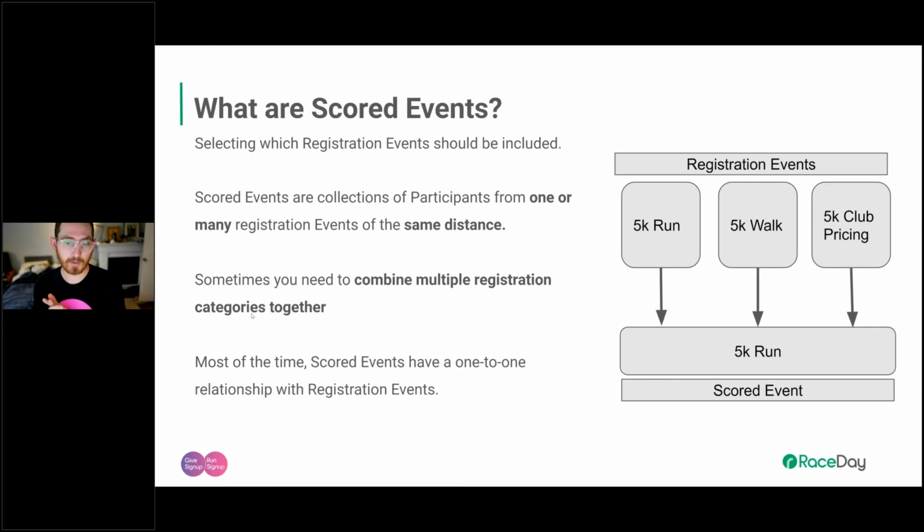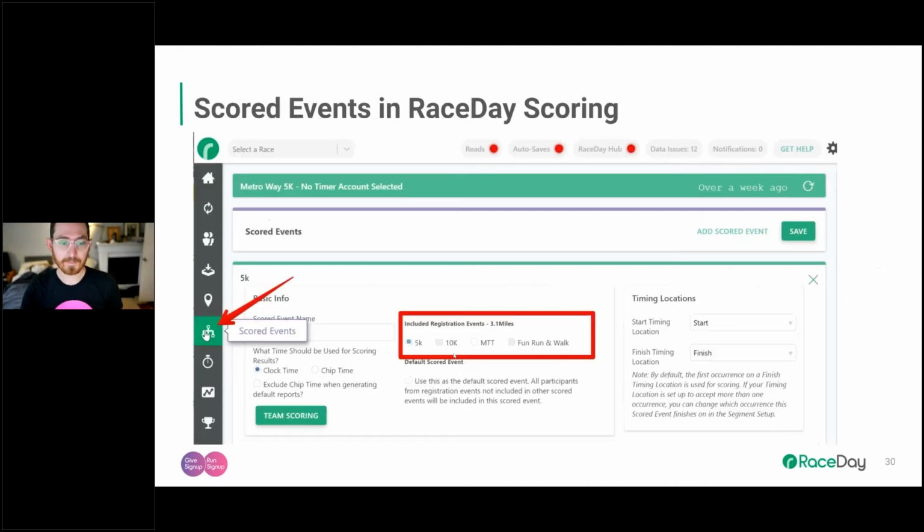So you always want to combine things as much as you can in RaceDay scoring. You can always filter out different categories later, but you need to produce a single main result set, and that would be your 5K and your 10K. So it's best to have a smaller number of scored events, and if you need to, you can filter out data later on. Generally what you'll see is 5K run, 5K walk, 5K club pricing, and you would just check the boxes to include all of them in one scored event.